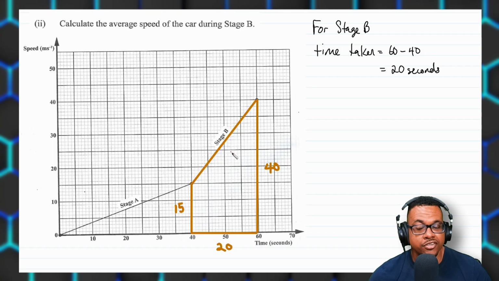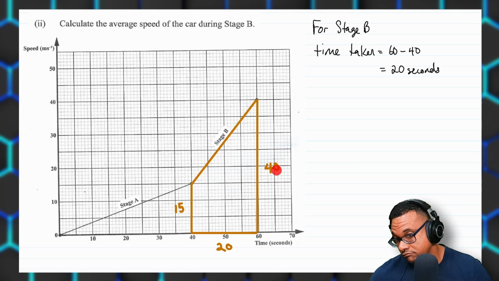Now, I don't need the length of this side. We know the area of a trapezium is a half the sum of the two parallel sides, so that would be the 15 and the 40, multiplied by the height, which will be the distance that's perpendicular to the two parallel sides. So the height is going to be 20. If you want, I could put these arrows here to identify the parallel sides. And of course, this is your right angle here.